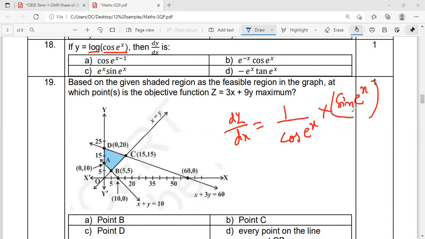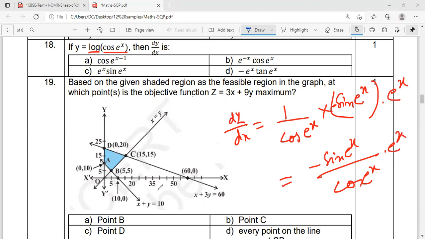And again, this is a function of e to the power x. So the derivative of cosec is minus cosec cot, and we multiply by the derivative of e to the power x, which is e to the power x. So we are applying the chain rule here. And our answer is minus cot e to the power x into e to the power x. So your answer is minus e to the power x cot e to the power x. Do you have any option like that? So here is your answer.